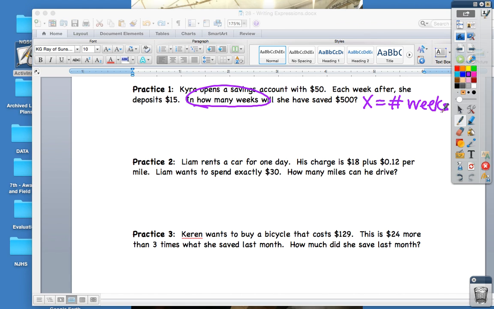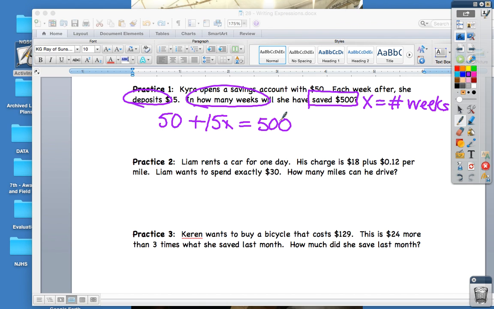Then what I do is I read through and see how everything relates to how many weeks, right? So in this particular problem, it says she starts with $50. So she starts with $50, and then she adds to it. She deposits. She adds to it $15 a week, and we already said X is our week, plus $15 a week. How much total money does she want to save? $500.